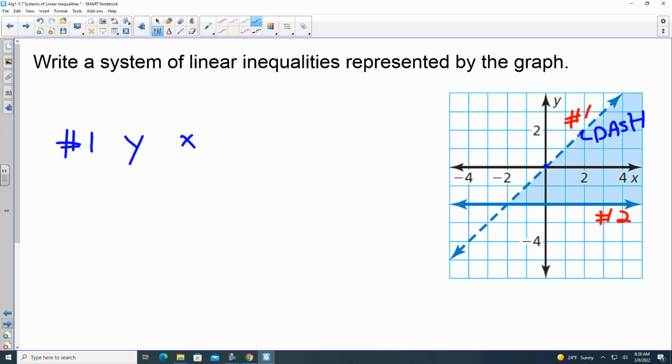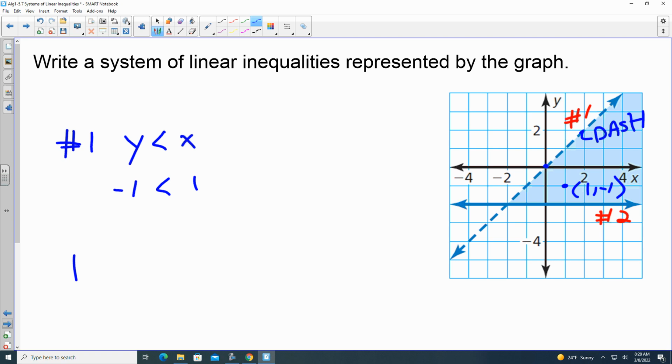Since it's a dashed line, what I'm going to do here is look at this portion right here where it's a true statement. And it looks like this is at 1, negative 1. So if I put negative 1 in for y and 1 in for x, what would my inequality have to be? It would have to look like this. So for my first inequality, it's going to be y is less than x.